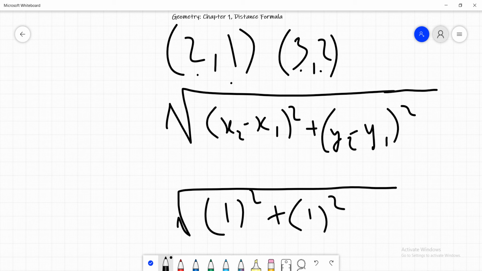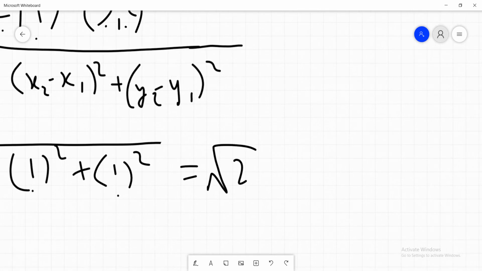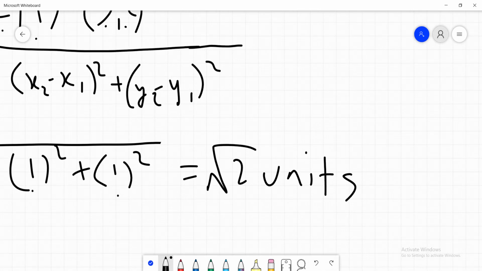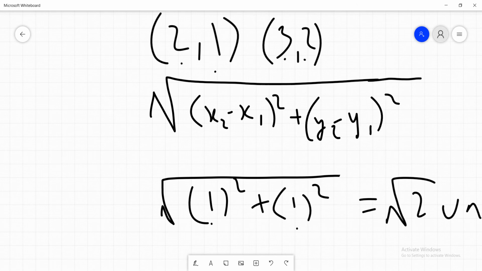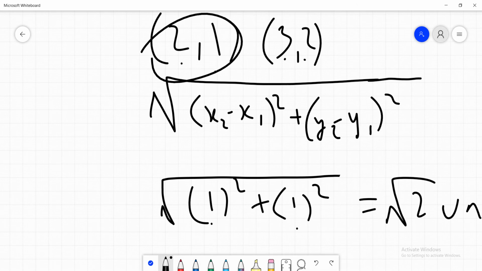Let me just erase the excess of the radical over here. So then that is just 1 plus 1, which is 2. So my answer is the root of 2. And usually they ask you to write units, root of 2 units. That's the distance between this point and this point.